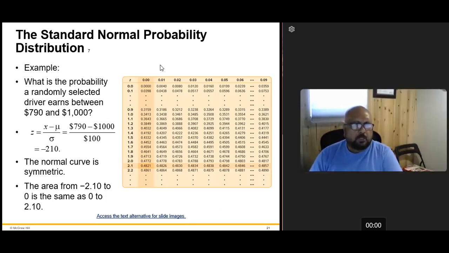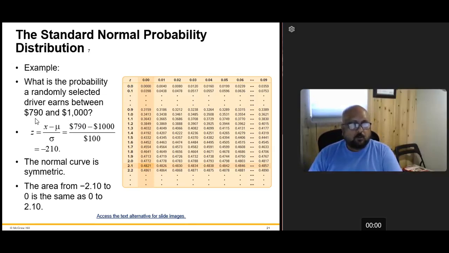Standard normal probability distribution. Now, another example here. What is the probability a randomly selected driver earns between $790 and $1,000? We have two values, min and max, because 1,000 is given to us as the mean. And so we have to see the difference between the two.